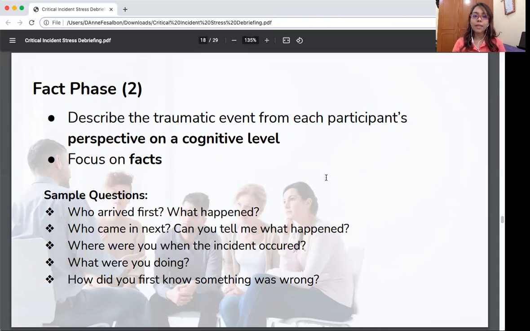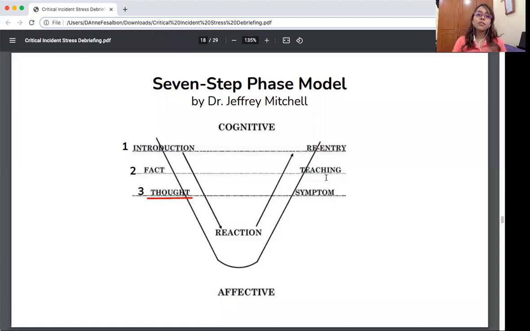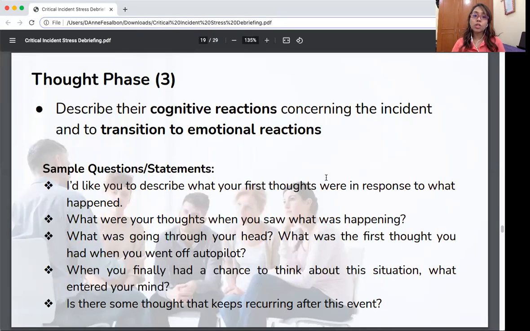So something like that. And then, after the fact phase, you move toward the thought phase, which is where you describe their cognitive reactions concerning the incident and transition to the emotional reactions. For example, you can say something like, I'd like to describe what your first thoughts were in response to what happened. What were your thoughts when you saw what was happening? What was going through your head?